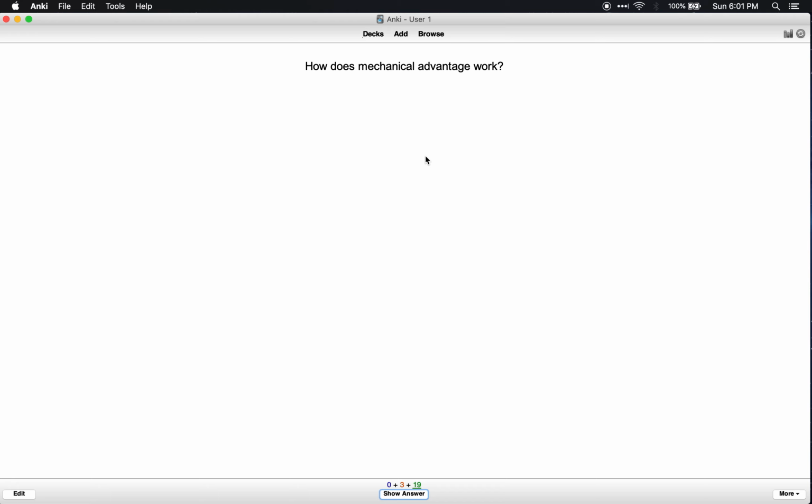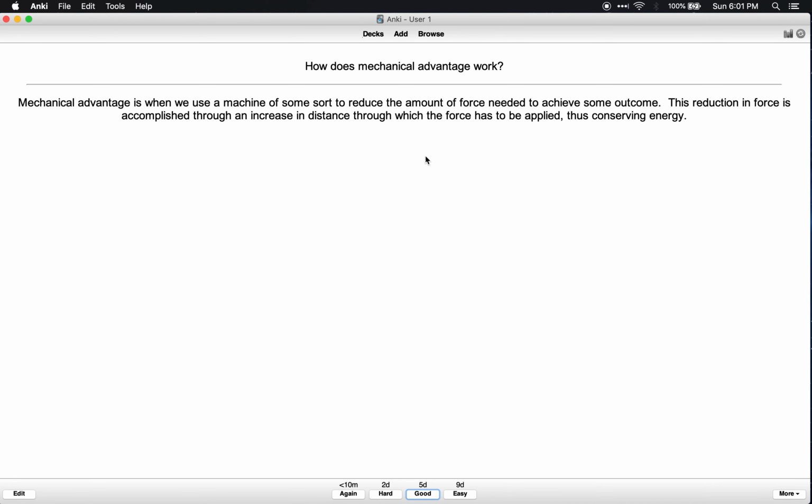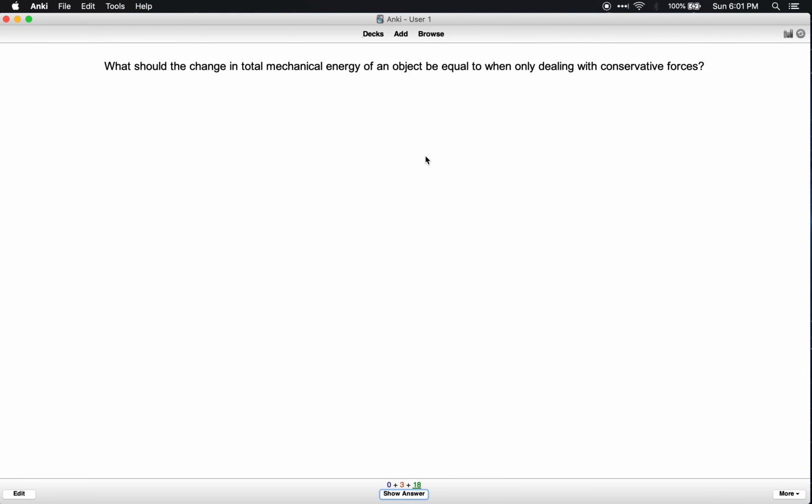How does mechanical advantage work? Applying a smaller force over a long distance to produce something with more force over a short distance. What should the change in total mechanical energy be when work is conservative? 0. How does one calculate gravitational potential energy? U equals mgh.